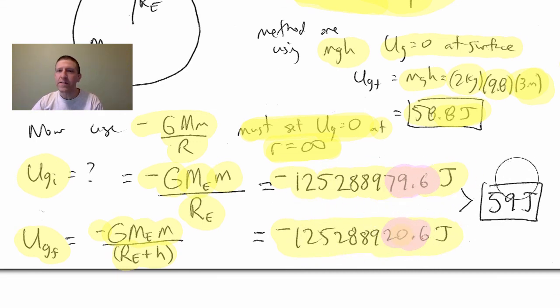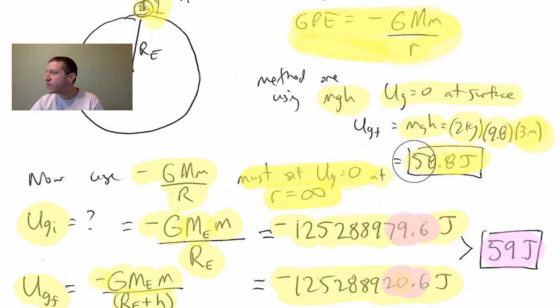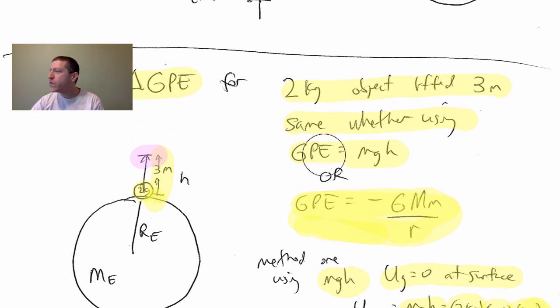The difference between these is 59 joules. Notice that we changed our energy by 59 joules when we calculate it using universal gravitation. And the change in energy is also 59 joules when we calculate with MGH. We get the same change of GPE no matter which method we use. You can only use this if little g is unchanging. That means your change in height is relatively small so that the acceleration due to gravity does not change.